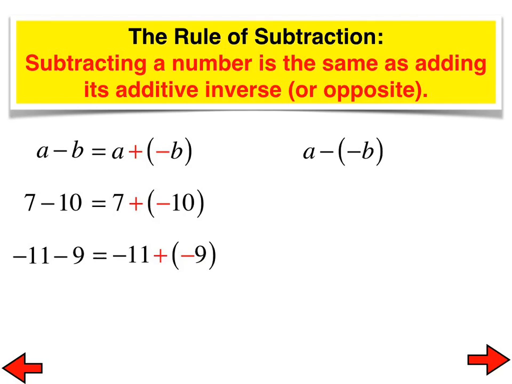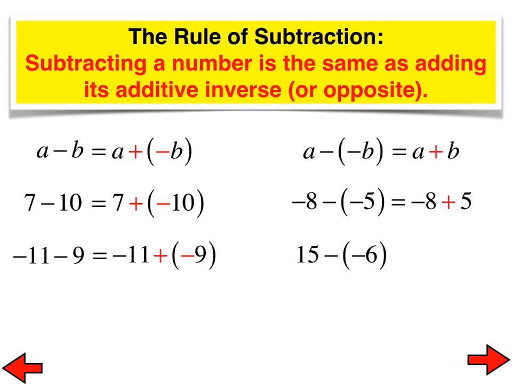Here are a few more. A minus -B is equivalent to A plus B. -8 minus -5 is equivalent to -8 plus 5. 15 minus -6 is equivalent to 15 plus 6 by adding the opposite.